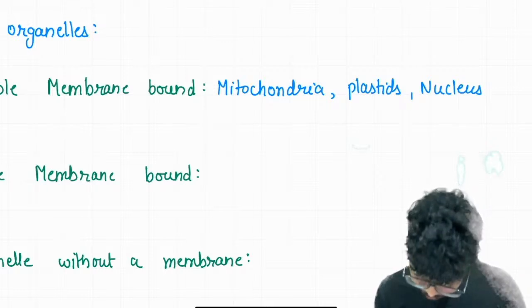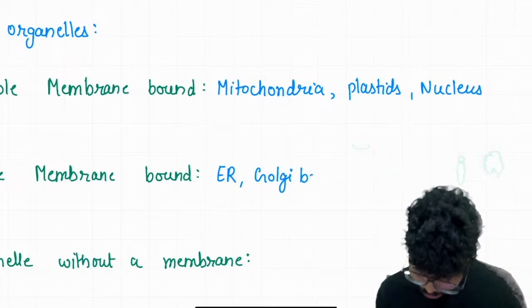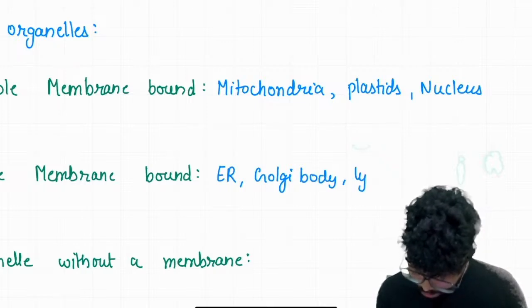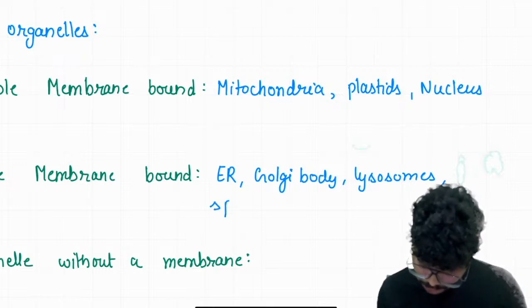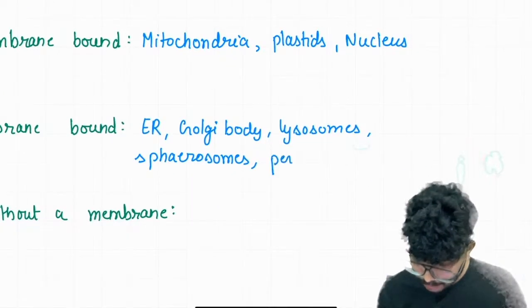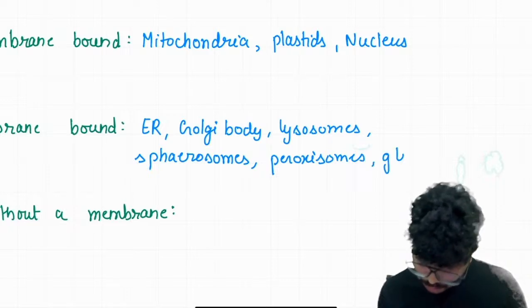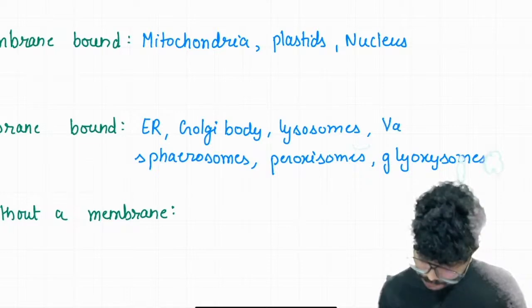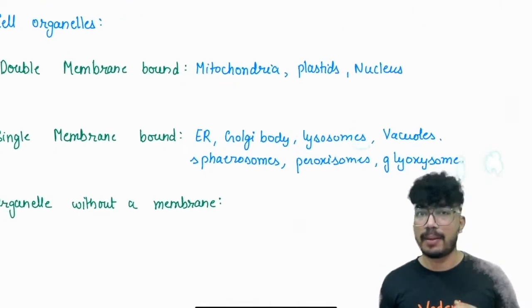So endoplasmic reticulum, Golgi body, lysosomes, spherosomes. One more, peroxisomes are also single membrane bound. So peroxisomes, glyoxysomes, vacuoles. Correct? So here you have the single membrane bound cell organelles.